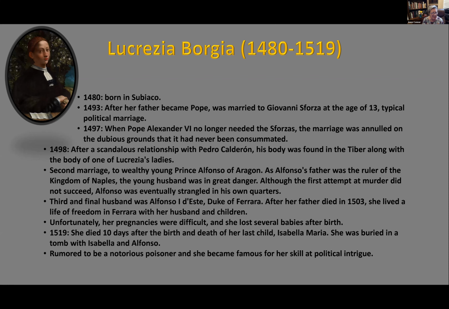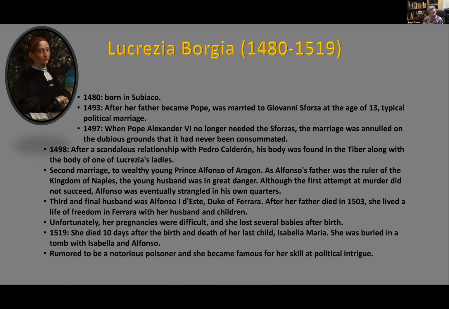In 1498, she was known to have had a scandalous relationship with Pedro Calderon. His body was found in the Tiber along the body of one of Lucrezia's ladies. Of course, that was the excuse. The second marriage was to the wealthy young Prince Alfonso of Aragon. But of course, there was another problem. Alfonso's father was the ruler of the Kingdom of Naples at that time. That made the young husband's life really in jeopardy. And although they had tried once to murder him, it didn't succeed. He was then strangled in his own quarters.